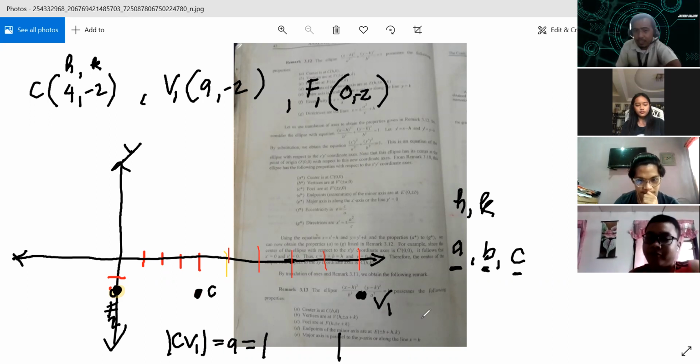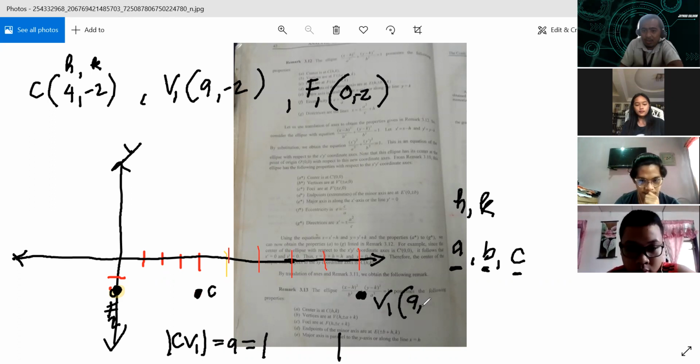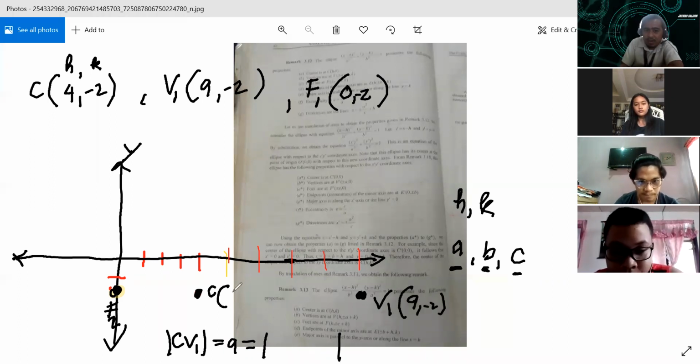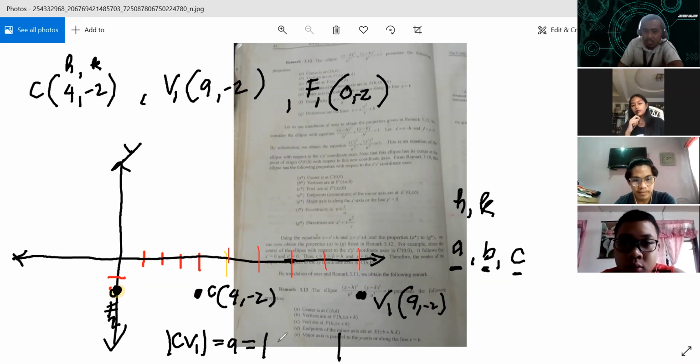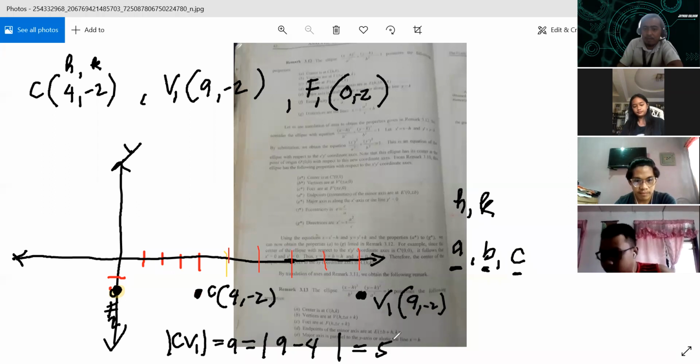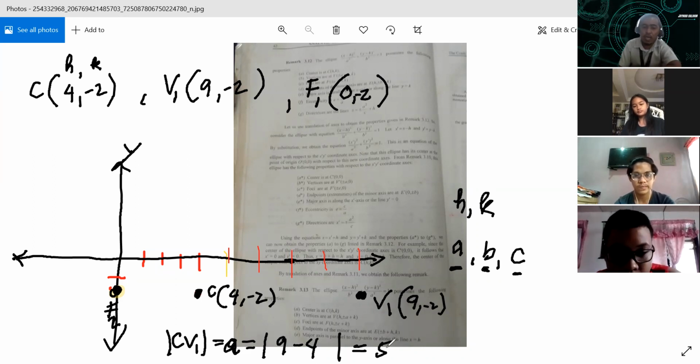The abscissa of vertex 1 is 9, no? And the center is 4, -2. Right? You just get the absolute value of that. So it is just 9 minus 4, so it becomes 5. Okay? So your A now, this is A, ha? Your A is just 5 units. Got it?